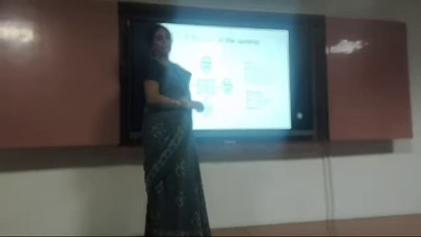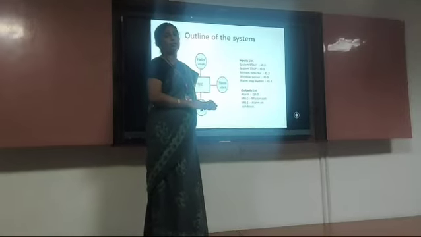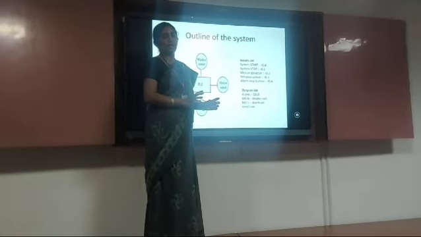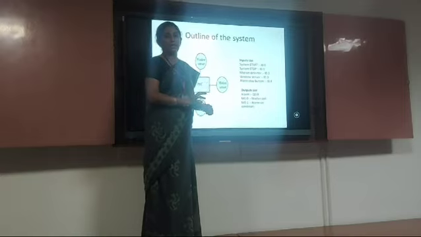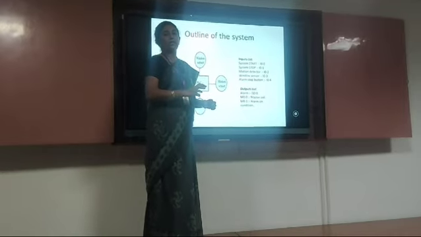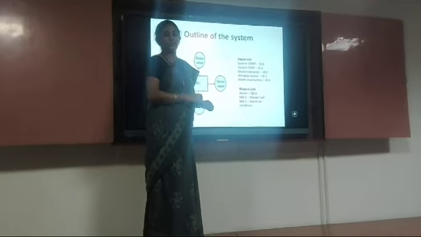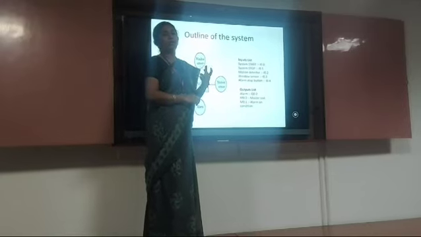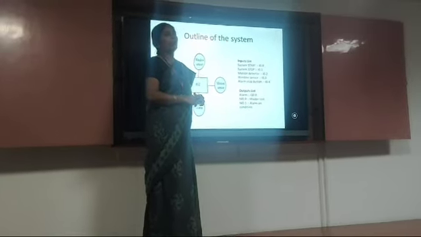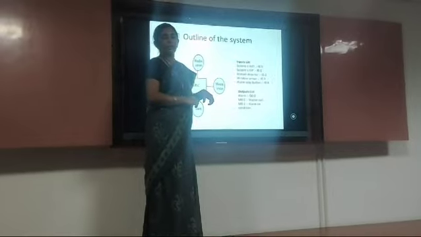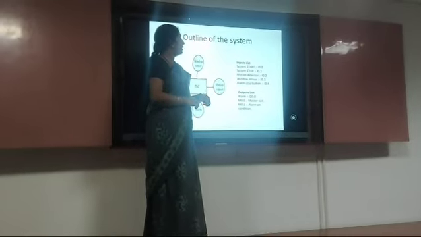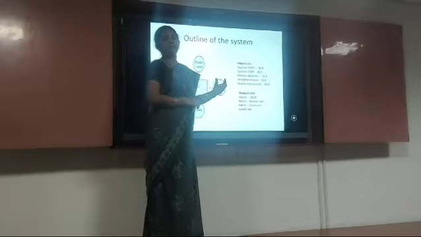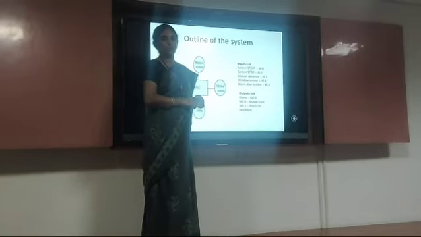Now first let me explain the system. We are going to assume a system where if a thief has entered inside the house, the motion detector will detect the movement of the thief, so it will give an output which we will consider as true. Or if a thief enters the house through a window, the window sensor will give an output which we will consider as true.